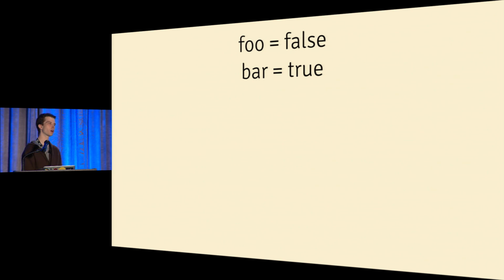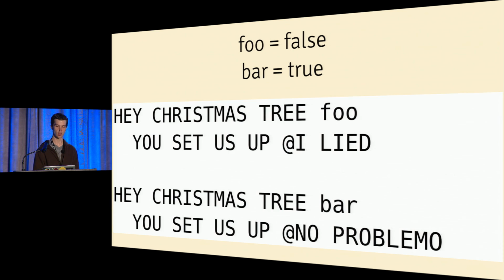In addition, there's no concept of Booleans in Arnold C. So if you want to declare something as true or false, it works the same way that C does, where 0 is interpreted as false and any other value is interpreted as true. Luckily, you don't want to be writing 0 and 1 in every instance when you're writing your Arnold C programs. So there are very helpful macros of I lied, which will just convert to 0, and no problemo, which will be converted into 1.